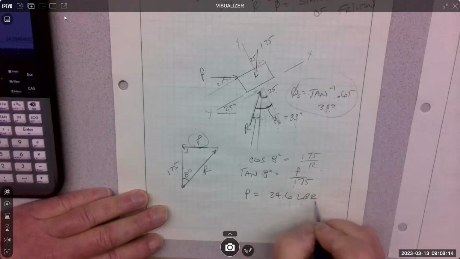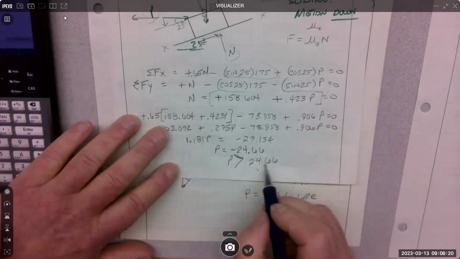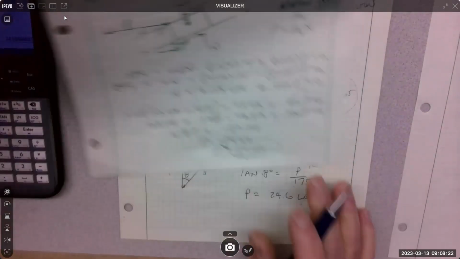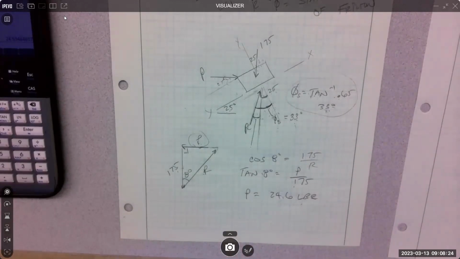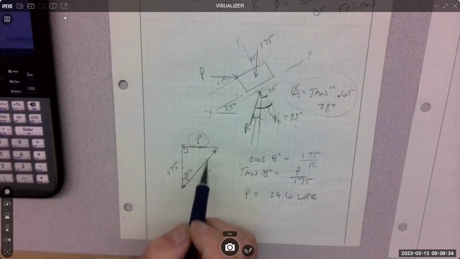24.6 pounds. What do we get? 24.6 pounds. So it works. It's another method. There's no simultaneous equations, right? There is just a force triangle, and actually this was a 90-degree triangle, so that was easy.